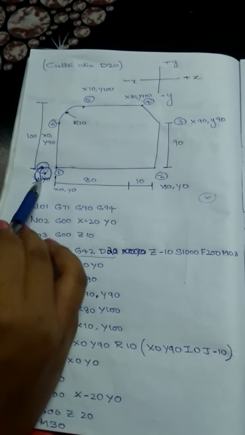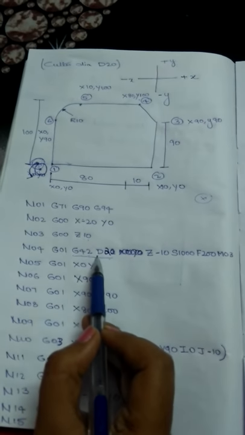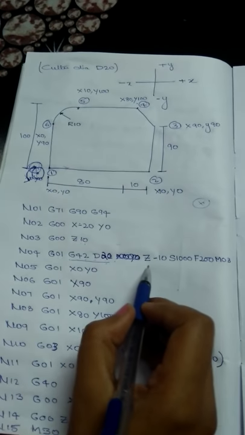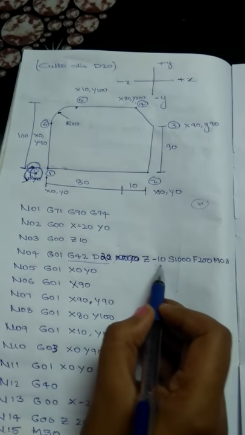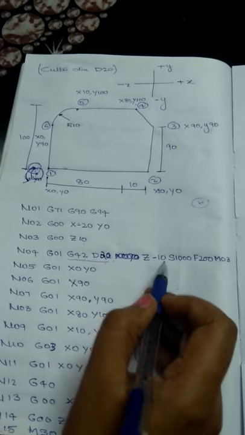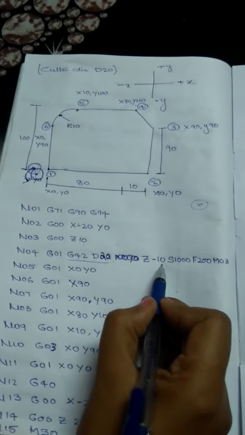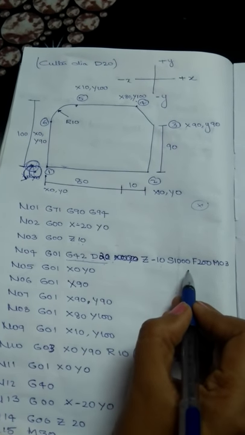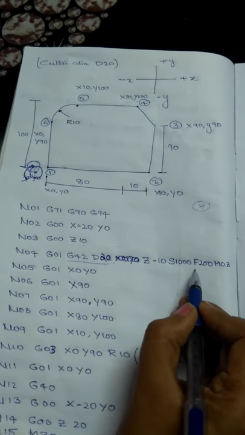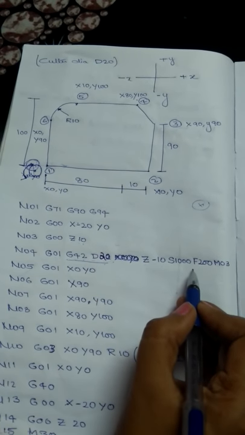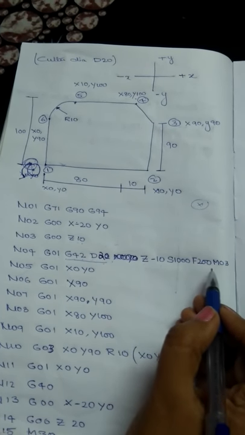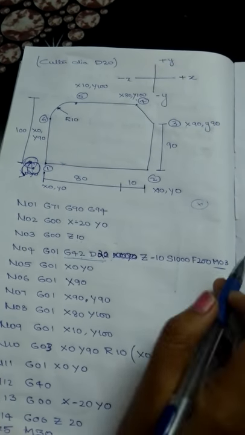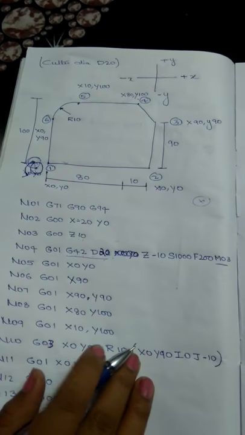So what is the tool diameter? Diameter of the tool is D20. So it moves with 10 radius. Next is Z minus 10. This is the depth of cut. Minus 10 is the depth of cut. S1000. S1000 is the spindle speed. F200. Feed 200 mm per minute. M03. M03 is spindle start.